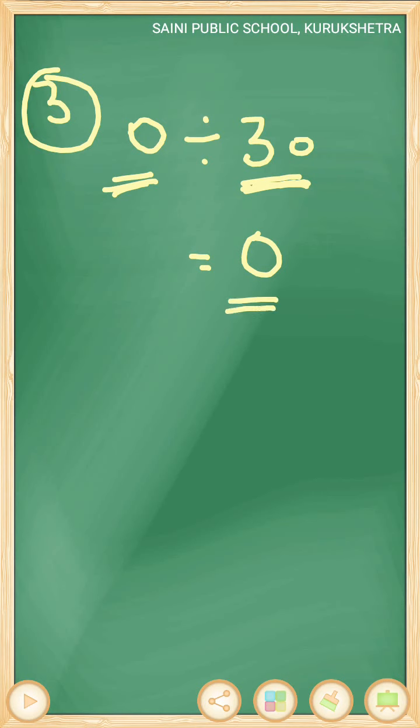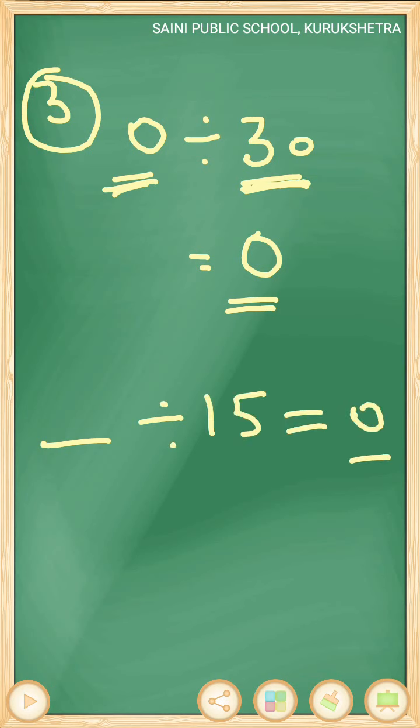Suppose I write like this, dash divided by 15, equals 0. So quotient is 0, it means I will write here 0. Means dividend is 0. I am dividing 0 by a number. Here 0 is dividend and 15 is divisor. So quotient will be 0.